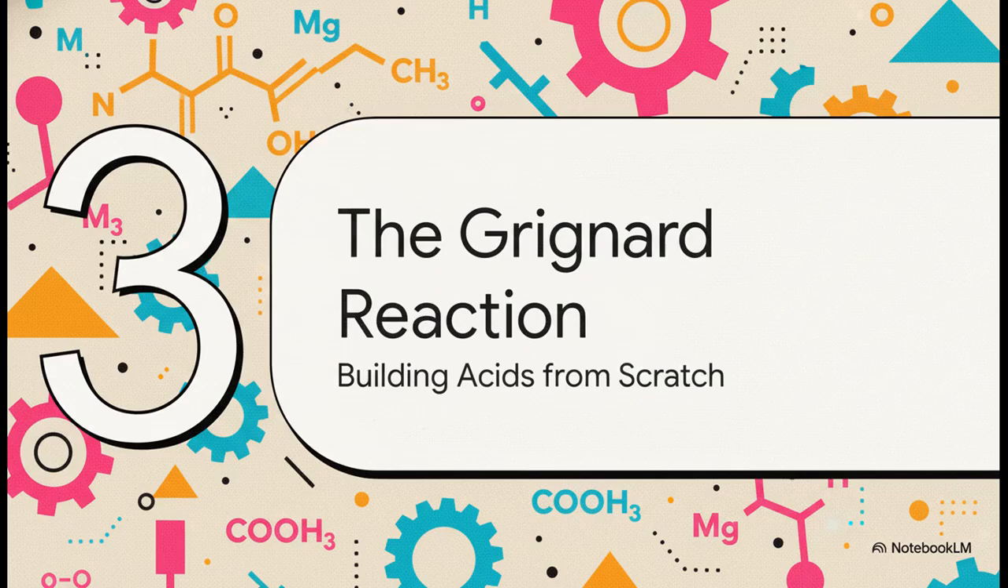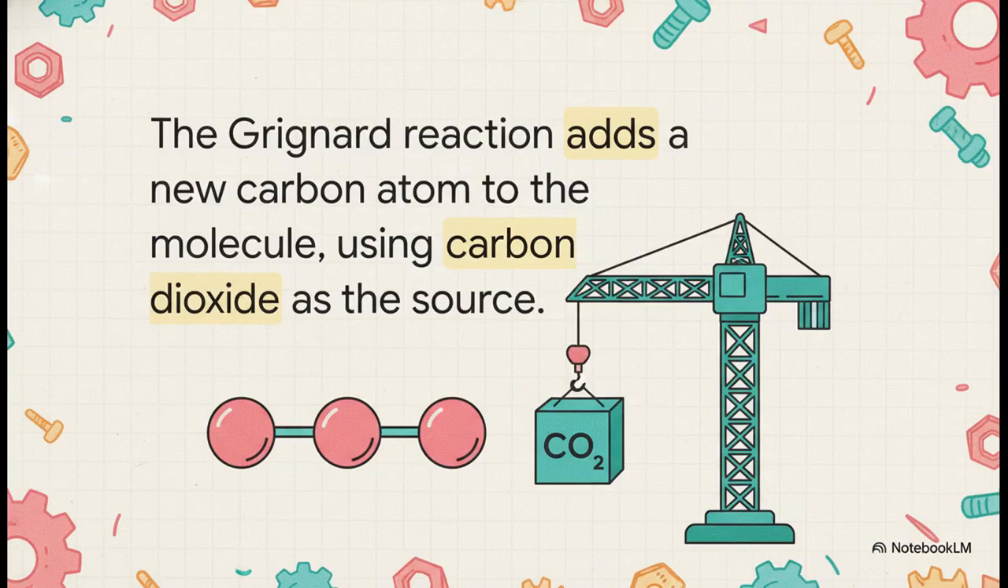And this one, well, this one's a game changer. The first two tools were about changing one molecule into another. This one, the Grignard reaction, is about actually building something new. We're doing construction now. And that's really what sets the Grignard reaction apart. It physically adds a carbon atom to your molecule, making the chain one carbon longer. And get this, where do we get that new carbon atom? From something all around us. Carbon dioxide, the same stuff we breathe out.